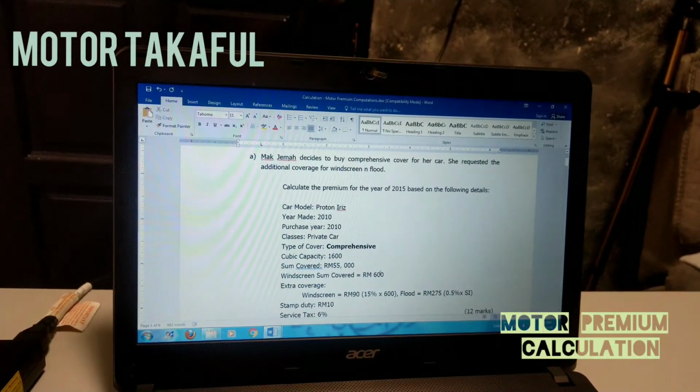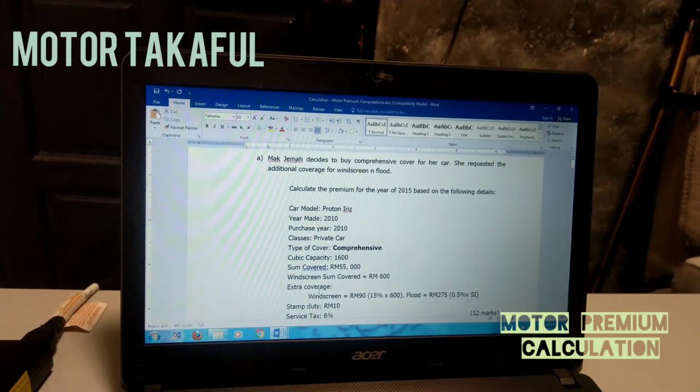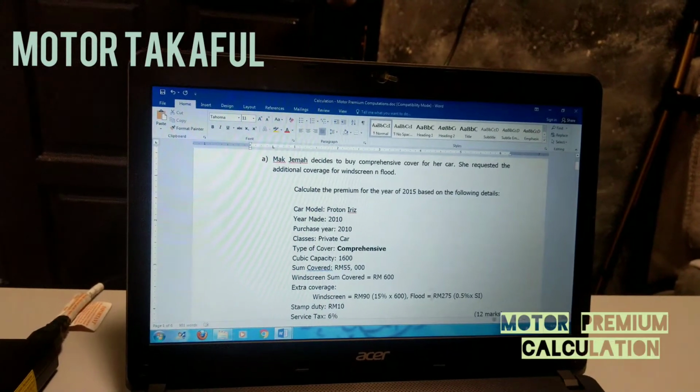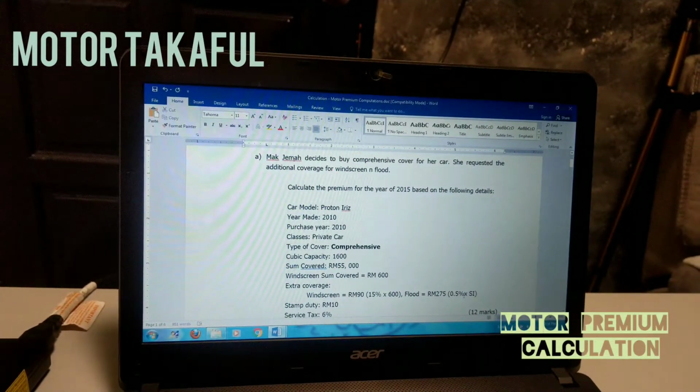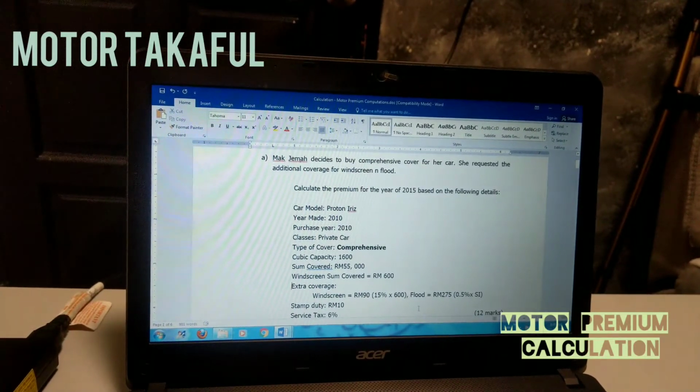Windscreen sum covered is the price of the windscreen, the front screen of the car. Extra coverage: windscreen 90 ringgit, flood 275. How do we get 275? 0.5% times sum insured, which is the 55,000, the value of the car.